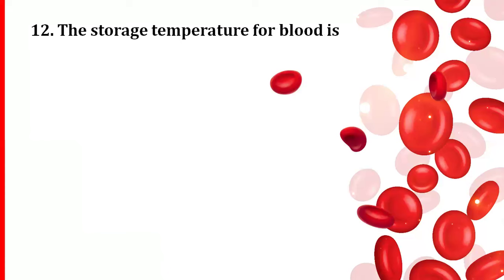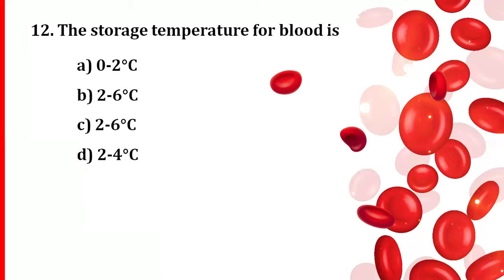Next question. The storage temperature for blood is: option A, 0 to 2 degrees centigrade. Option B, 2 to 6 degrees centigrade. Option C, 2 to 5 degrees centigrade. Option D, 2 to 4 degrees centigrade. Here, the right answer is option B, 2 to 6 degrees centigrade. Red blood cells and whole blood should always be stored between 2 to 6 degrees centigrade in a blood bank refrigerator.